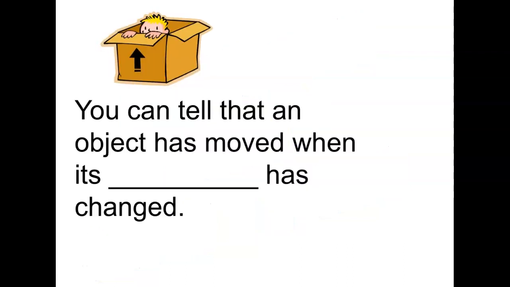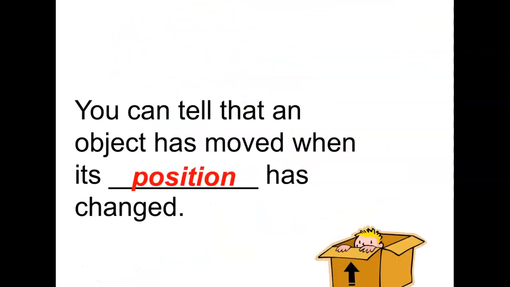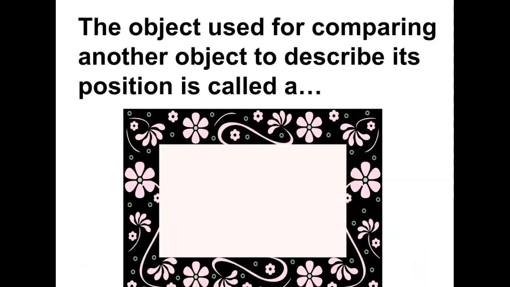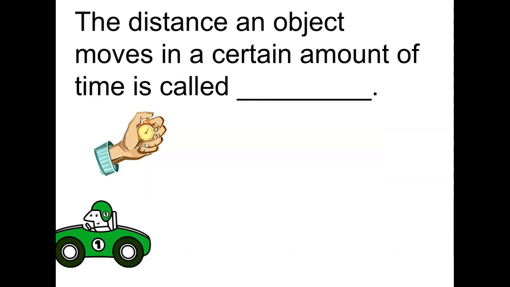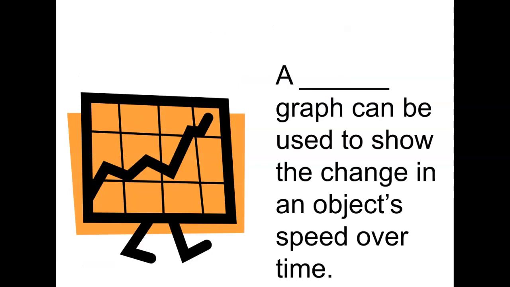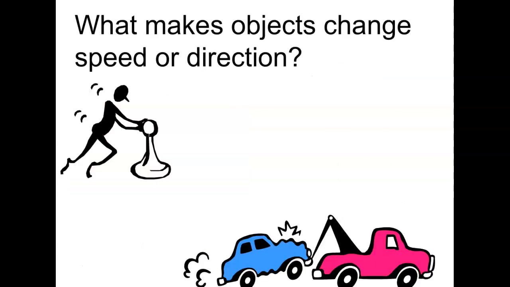Force and motion. You can tell that an object has moved when its position has changed. The object used for comparing another object to describe its position is called a frame of reference. The distance an object moves in a certain amount of time is called speed. A line graph can be used to show the change in an object's speed over time.